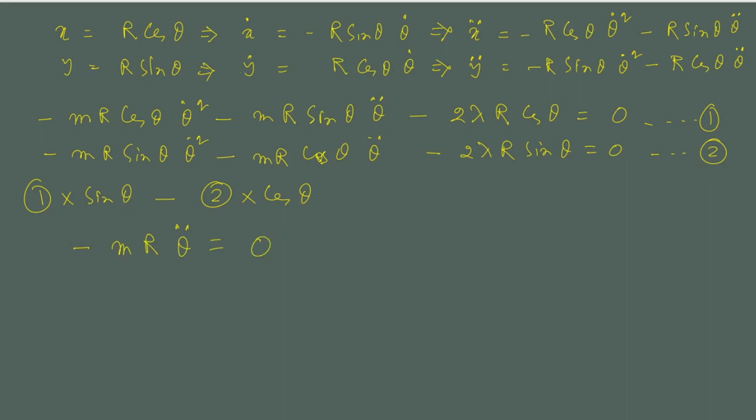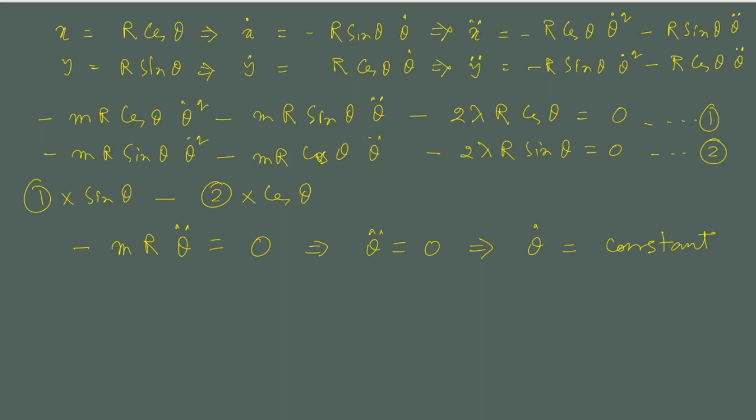Now this equation tells us that theta double dot is 0, that means theta dot is constant. Of course it's quite expected, simply because there are no external forces acting on the particle. So if the particle is moving along the circle, its speed should be constant.